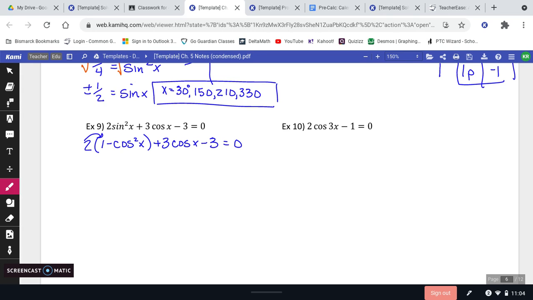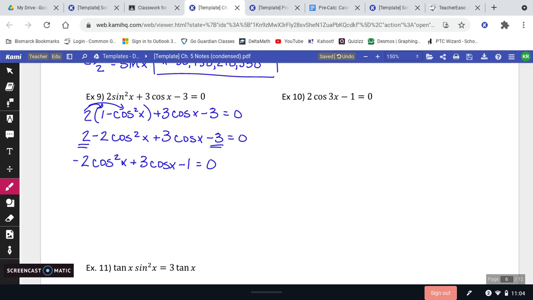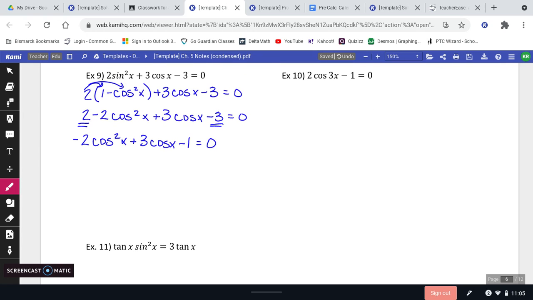So we're going to clean this up a little bit. Let's distribute. So I get 2 minus 2 cosine squared x plus 3 cosine x minus 3. I do have like terms here. So I have a negative 2 cosine squared x plus 3 cosine x, and that'll be a minus 1. Now I have another little issue. My leading coefficient is negative, and I don't like dealing with that negative. So I'm going to factor out a negative 1, which is just going to change your signs.